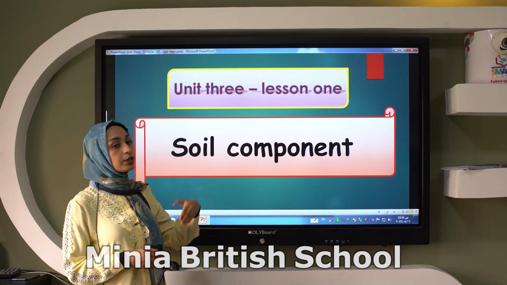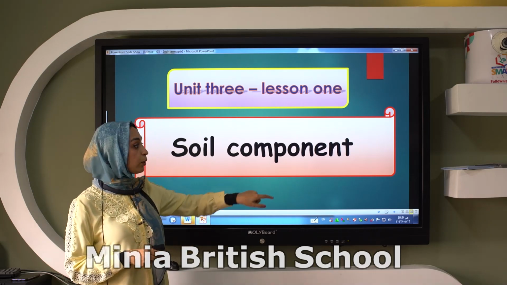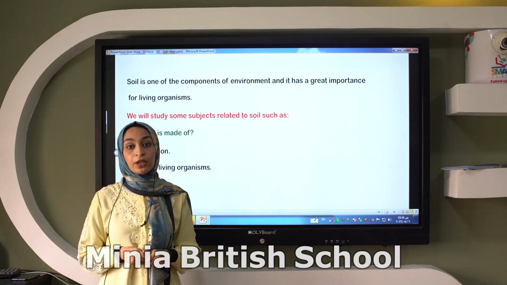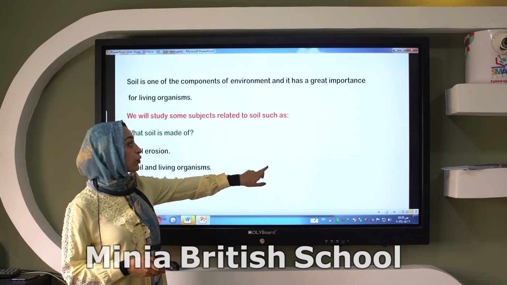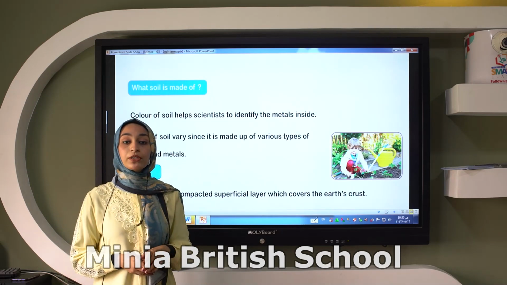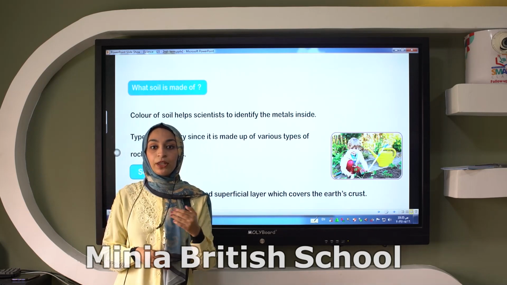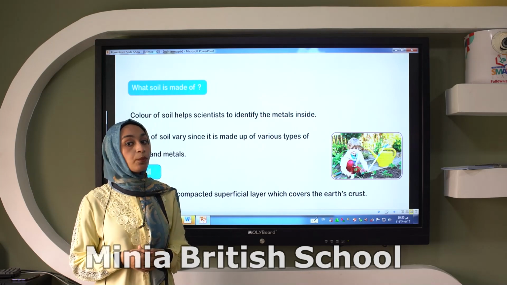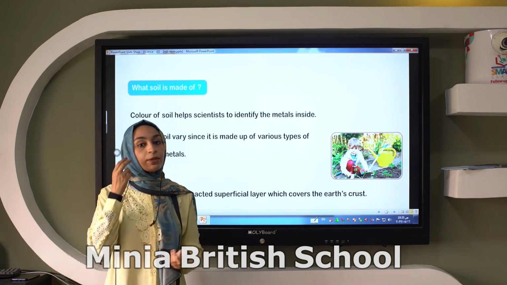What about unit 3? Unit 3 here talks about the soil. Lesson 1 talked about the components of the soil, the meaning of it, the importance of it, and also the layers. Let's start with the soil. First, we have to know that scientists can know the elements that are found inside the soil by their color and texture. This is number 1. What is meant by the soil?